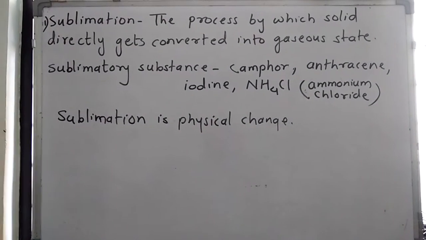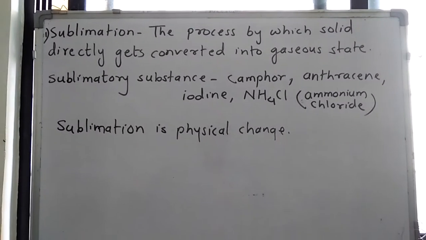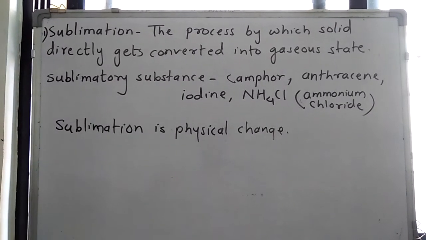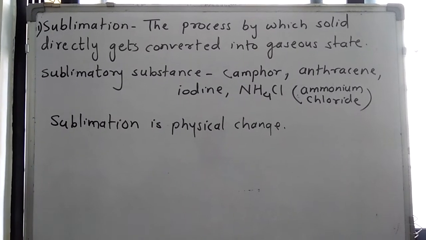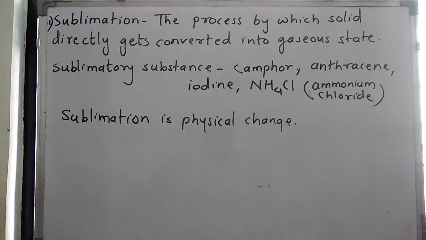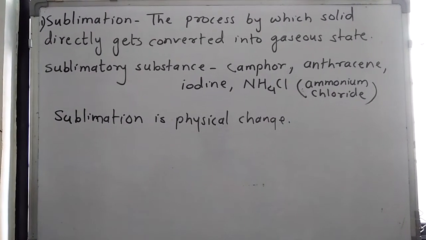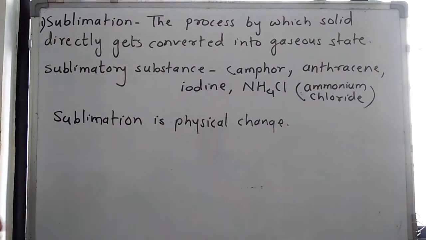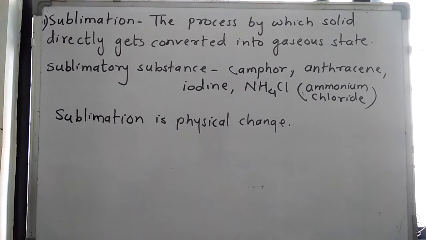Now we have to start with the various methods for separation. So the first method we have to study is sublimation. First we should know what is sublimation. If we take the simple example of camphor, and if we heat the camphor, camphor directly gets converted into the gaseous state. So the process by which a solid directly gets converted into gaseous state, without entering the liquid state, when heat is provided, that process is called sublimation.